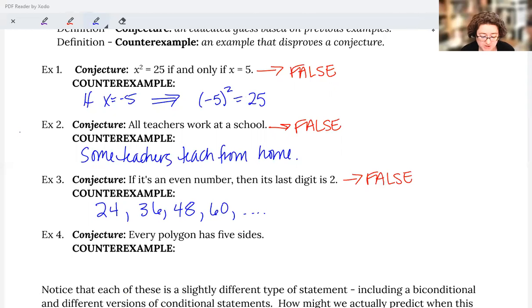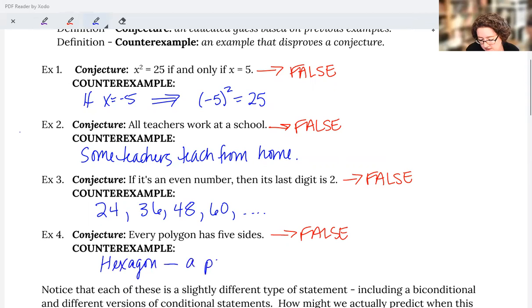All right, then our last conjecture, every polygon has 5 sides. True or false? Well, again, if you're thinking it's true, then you're thinking through all of the examples, and every single time you see a polygon, it must have 5 sides. Was that true? That is actually false. And again, we need to provide a counterexample anytime we say something is false. So my counterexample is, what about a hexagon?